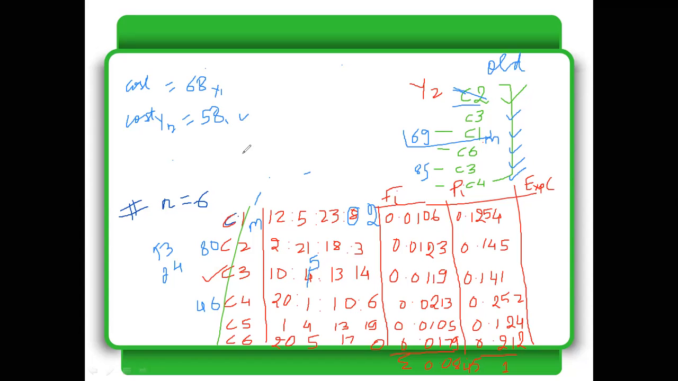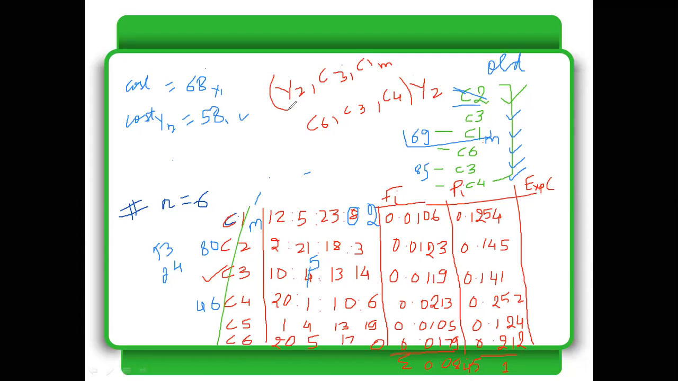So basically my population size remains the same. In place of C2, y2 came. C3 remains. In place of C1, the mutated version came. C6 remains. C3 remains. And C4 remains. So I have improved upon my fitness or the objective function with one iteration.